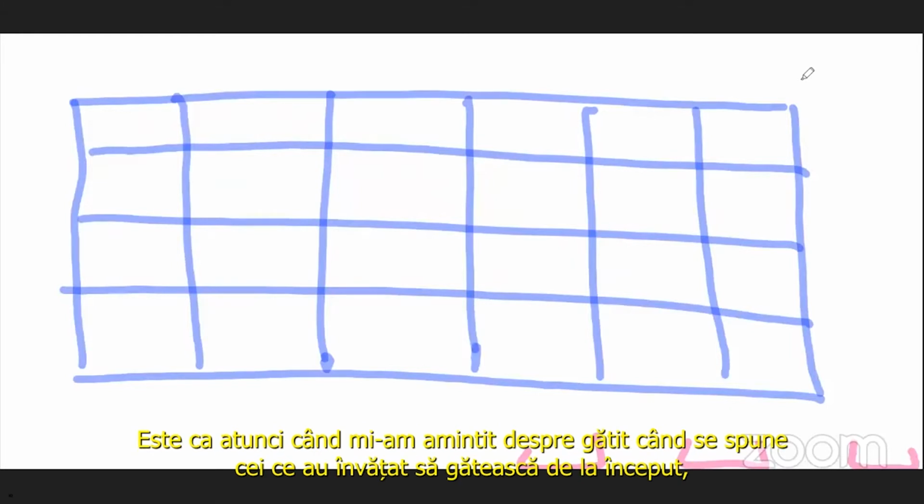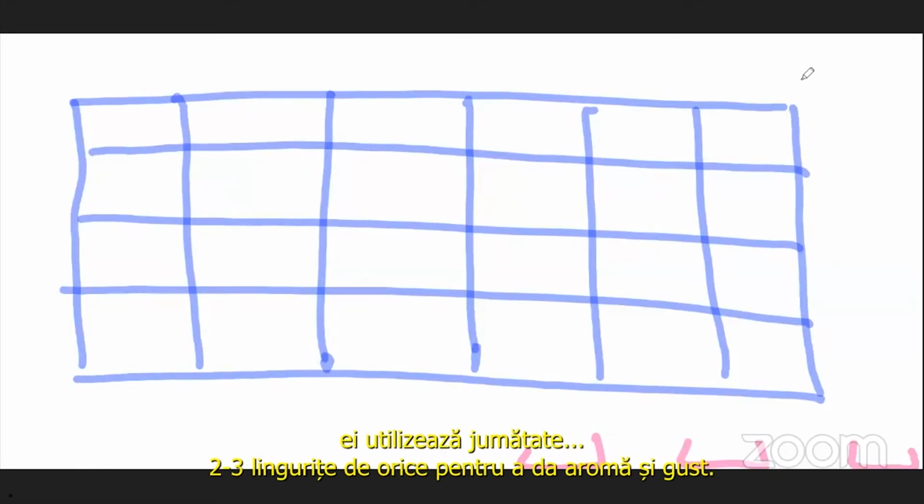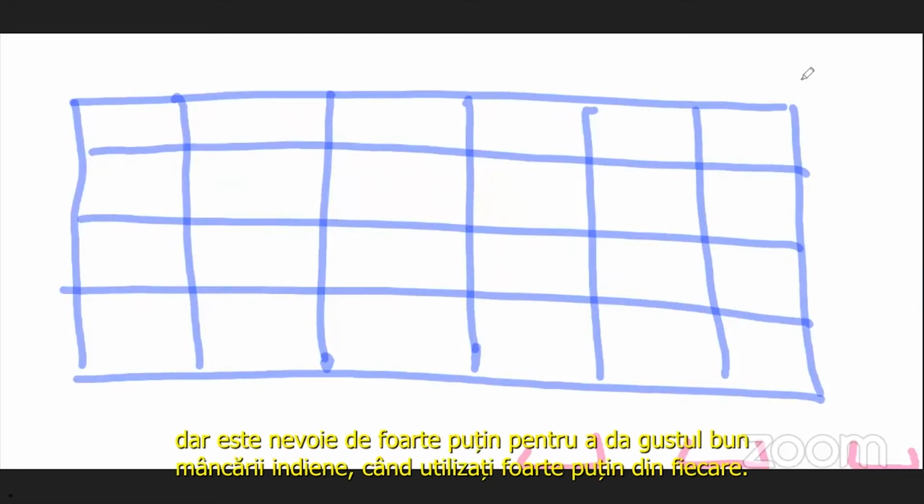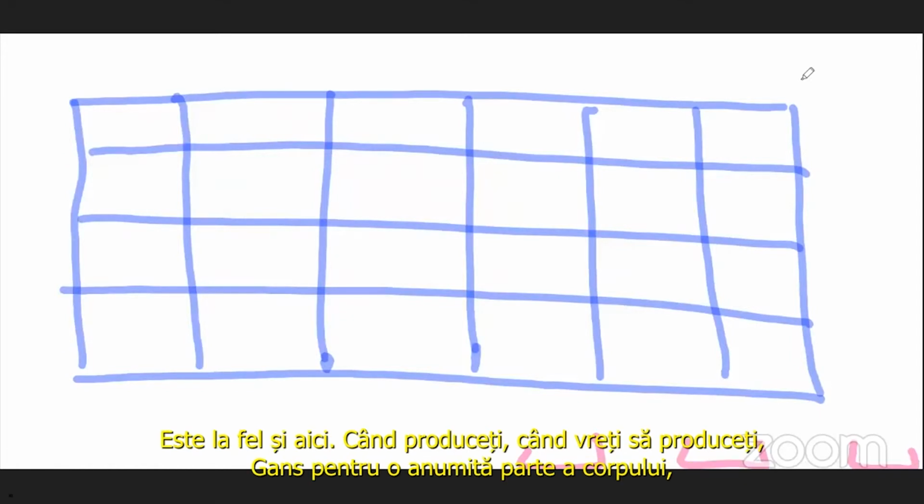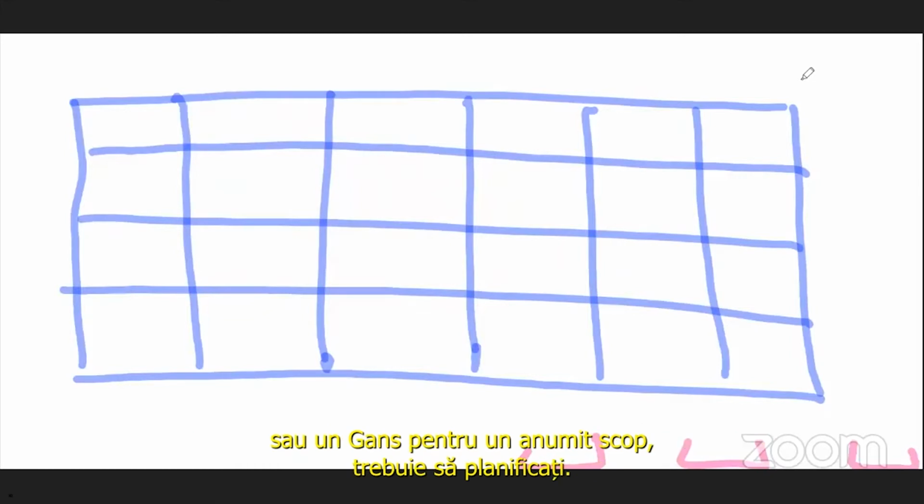It's like, I remember an Indian cook saying those who learn Indian cooking at the beginning use 2, 3 spoons of anything to give it flavor and taste. But you need very little to get the best taste in the Indian curry, when you use very little of each. It's the same as here. When you want to produce GaNs for a specific part of the body or a GaNs for a specific purpose, you have to plan it out.